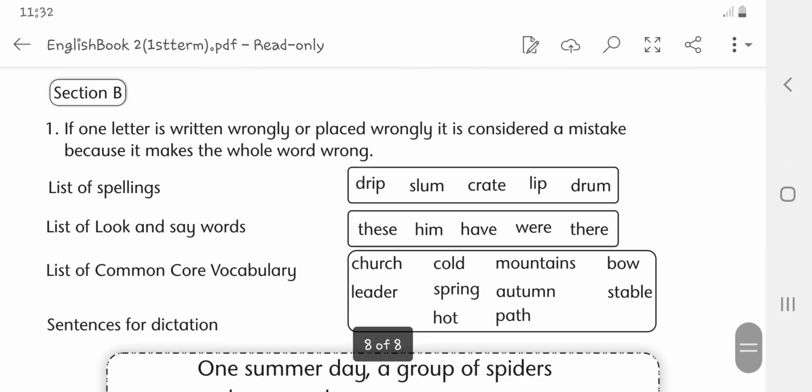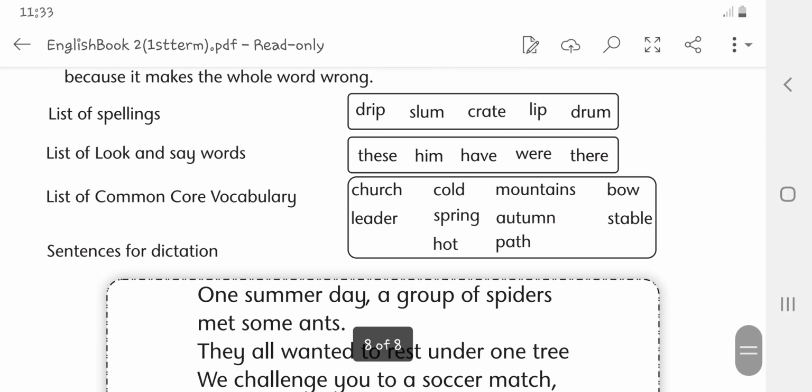Section B: if one letter is written wrongly or placed wrongly, it is considered a mistake because it makes the whole word wrong. So the spelling list for part A is drip, slum, crate, lip, and drum. Part 2, look and say words: these, him, have, where, were, and there. Common core vocabulary words: church, cold, mountains, bow, leader, spring, autumn, stable, hot, and path.